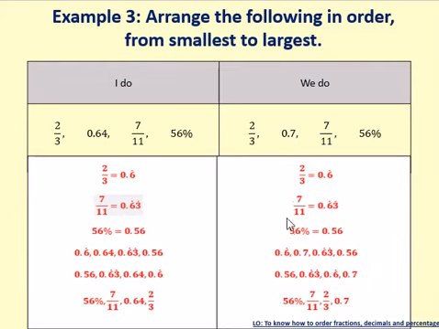Okay, so for the we do, the correct order was 56%, 7/11, 2/3 and 0.7 as the largest. Make sure you've marked that with green pen and corrected any mistakes if you did make any. Well done for your hard work so far.